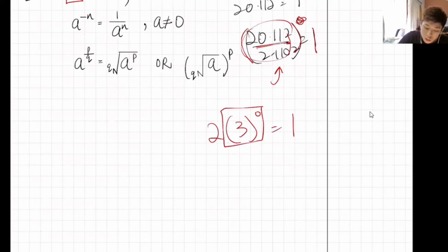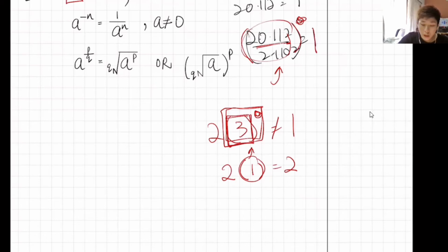Okay, so this is actually not equal to 1. In fact, this is 2 times 1, which is equal to 2. Where did this 1 come from? It came from this 3 to the power of 0. Why is 3 to the power of 0 equal to 1? Because I have a power of 0, and I have a number or an unknown right next to this power. This power belongs to 3. It does not belong to 2. You get what I mean?